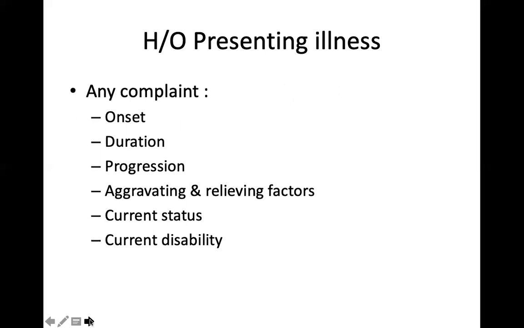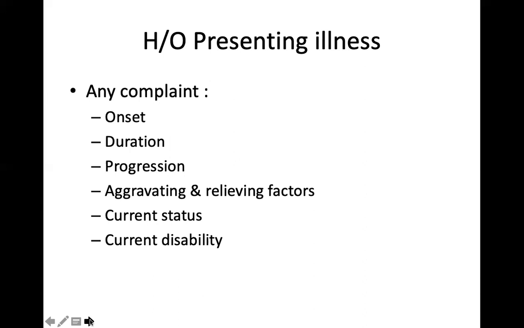So after the chief complaints, which are the complaints told to you by the patient, they should be mentioned in chronological order. Then coming to the history of presenting illness, any complaint, if it's a neck pain, weakness, or sensory, has to be described under the following headings: the onset, duration, progression, aggravating and relieving factors, current status, and current disability.